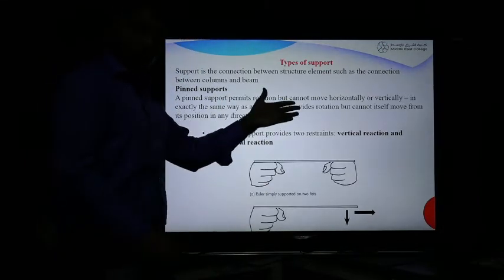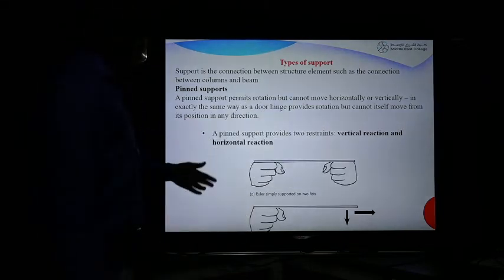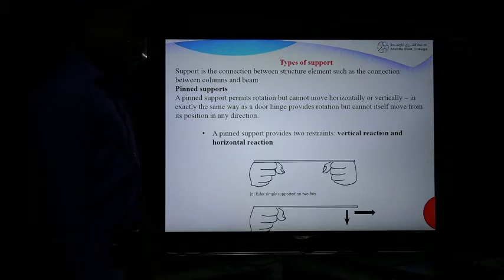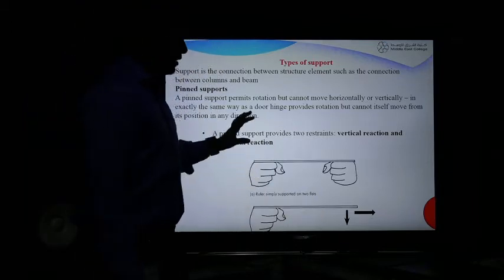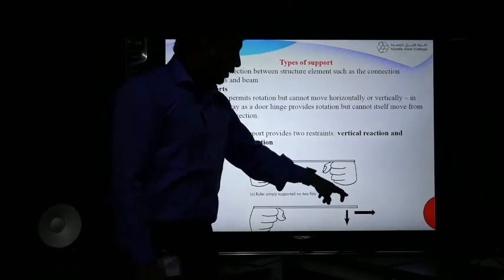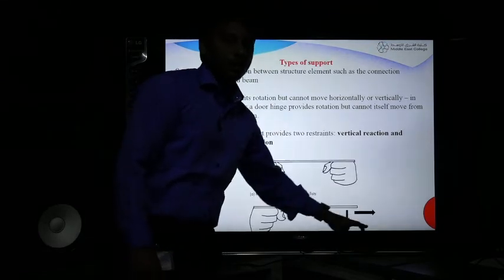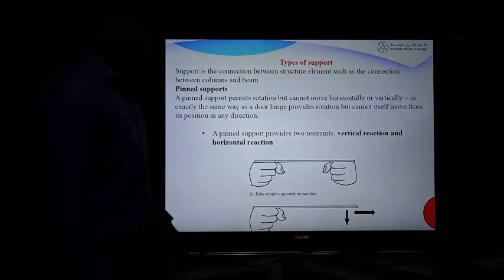The example of a pinned support is our doors. We can open the door and close the door. That is a pinned support. A pinned support provides two restraints, the vertical reaction and the horizontal reaction. The only movement allowed is rotation. It cannot move in the vertical direction or in the horizontal direction.